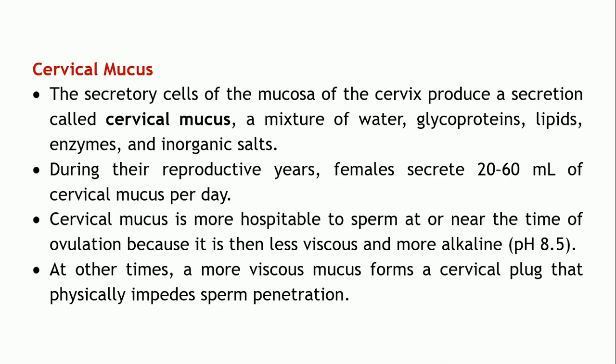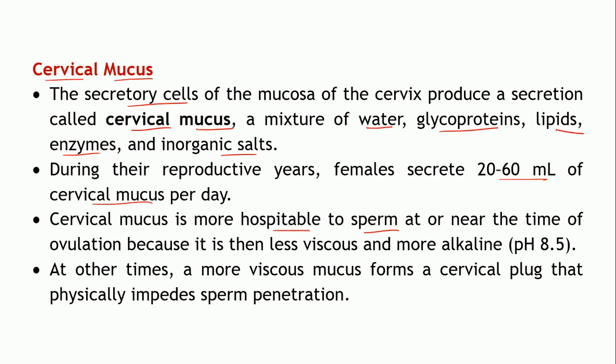Now there is a small concept called cervical mucus. The mucosa of the cervix is lined by secretory cells which produce a secretion called cervical mucus. This mucus is composed of water, glycoproteins, lipids, enzymes and inorganic salts. During the reproductive years of a female, around 20 to 60 ml of cervical mucus is produced per day. Why is it produced? It is hospitable to the sperm, that is, it increases the chances of survival of the sperm in the female reproductive tract.